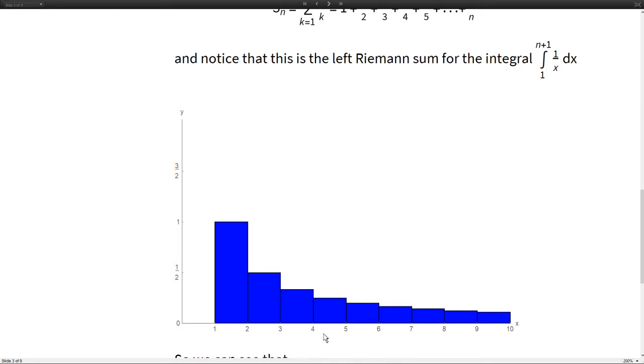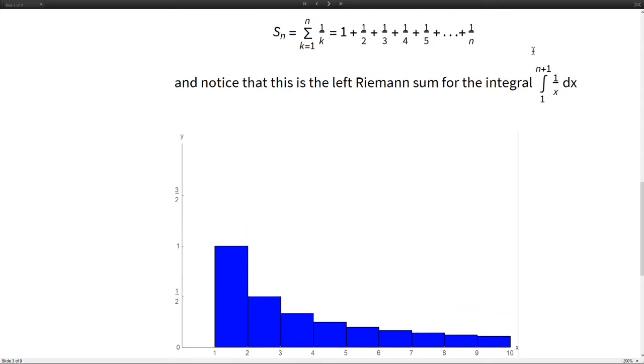And this one has height 1. This one has height 1/2, 1/3, 1/4, 1/5, 1/6, and so on. Right? And notice if we plug in n equals 10, the area of each rectangle corresponds to each entry here. So what does that tell us? Well, if we look carefully at this, let's see here.